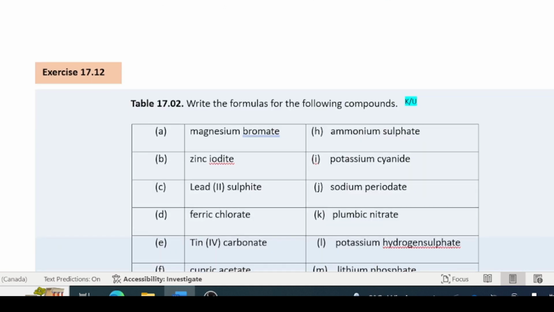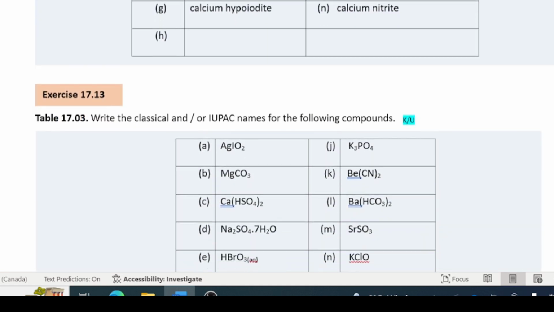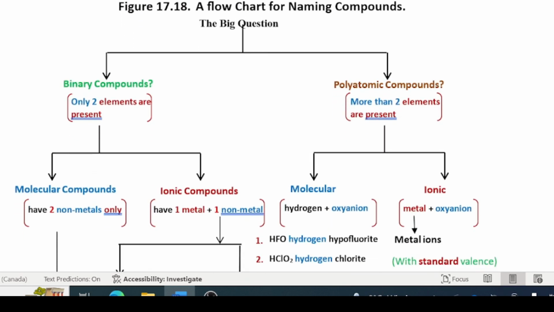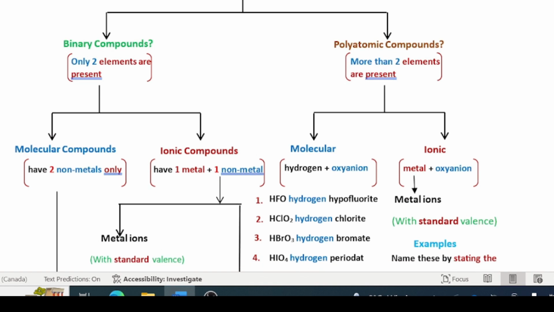And here are some practice problems for you, all right? All these are from the solution manual, the answers too. And this is a big flow chart here that I made for you guys, all right? This will take some time.